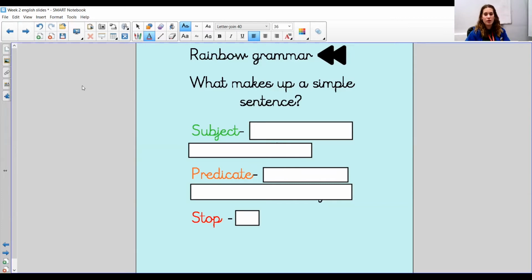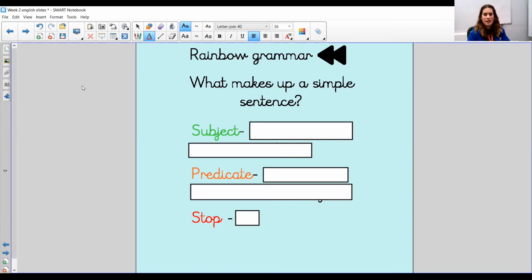So first we're going to look at simple sentences, and a simple sentence includes three things. The first one is a subject, the second one is a predicate, and then finally it always has to have a stop. Can you have a go at pausing the video now and seeing if you can tell me what I mean by these words: subject, predicate and stop? Have a go.